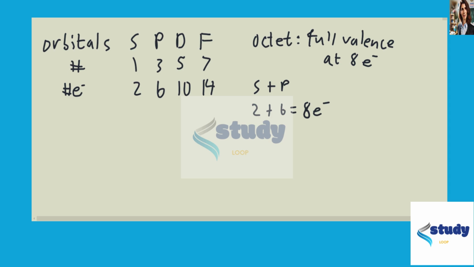However, atoms that have d or f orbitals available can expand that valence shell, since they can hold more electrons than would just fit in the s and p orbitals. So we take s plus p plus d subshells. That's 2 plus 6 plus 10. They can hold a full 18 electrons before they can't hold any more. That's only with the d subshell.